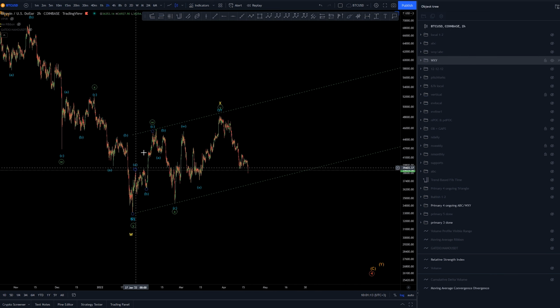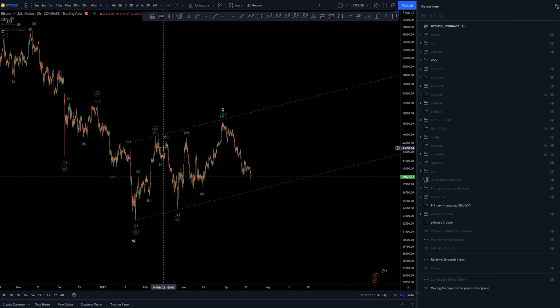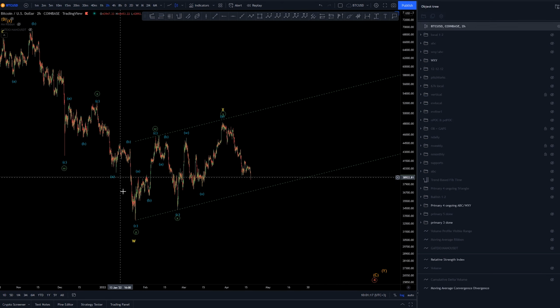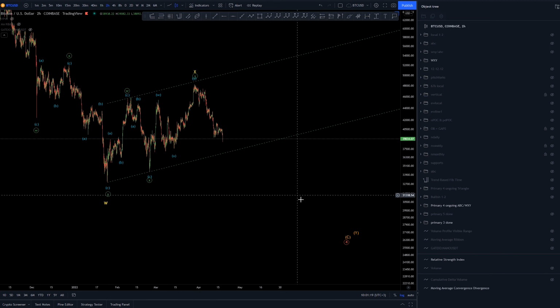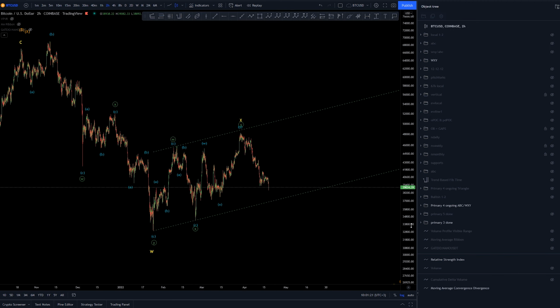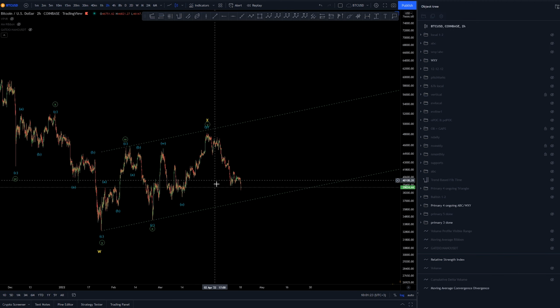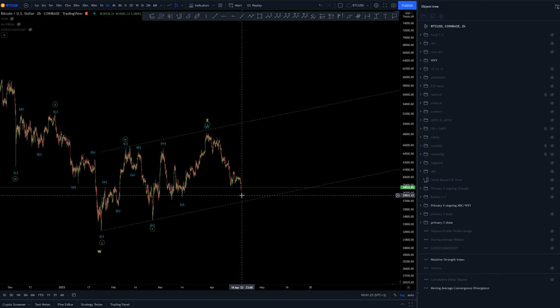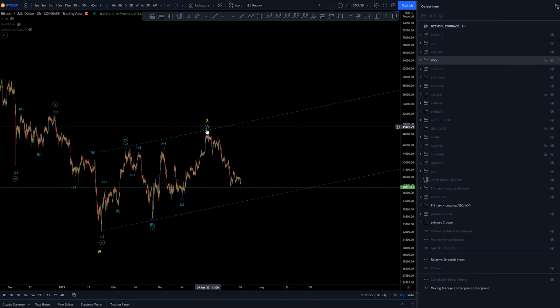WXY count saying that we have completed this structure here in the middle, and we'll be looking for lower levels. It's still in play. This structure here looks again impulsive, so we're going to dive into this in a bit.